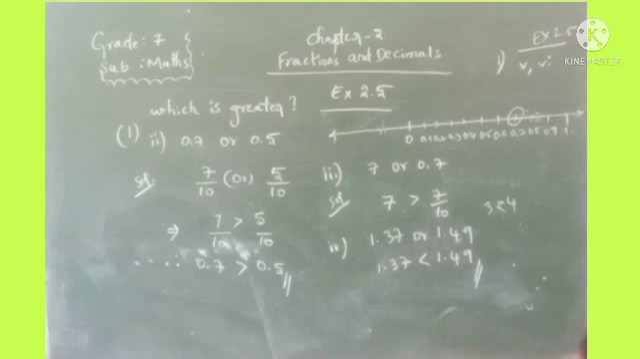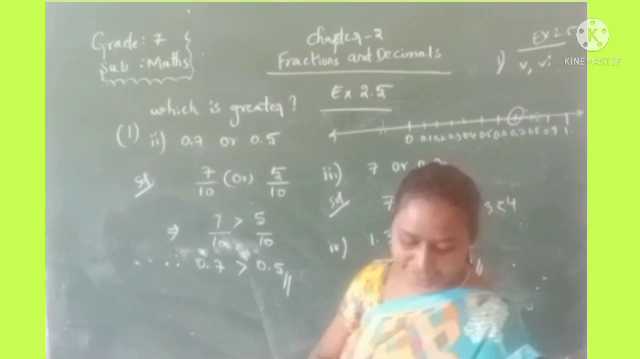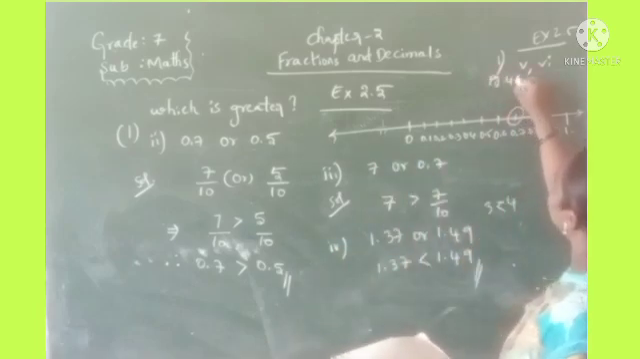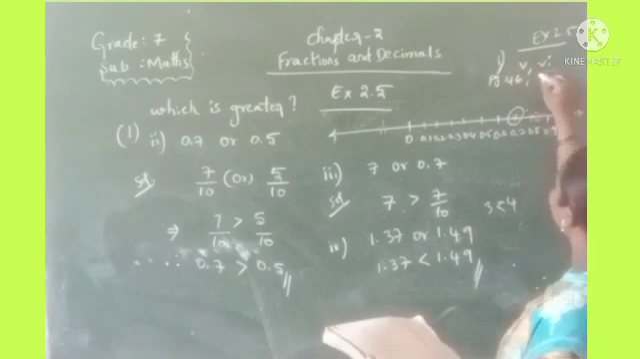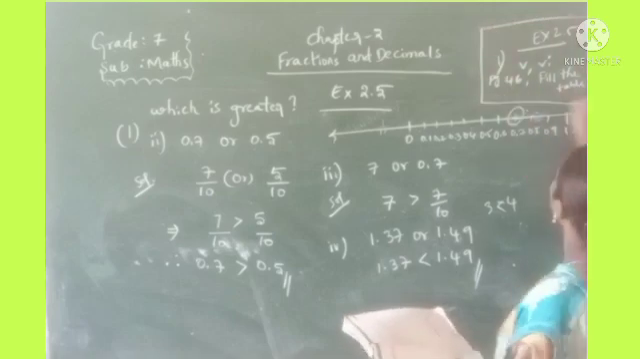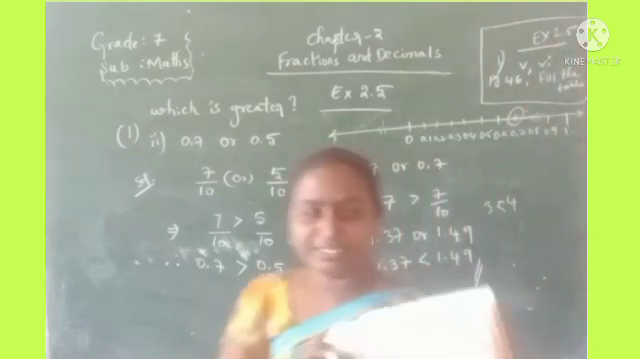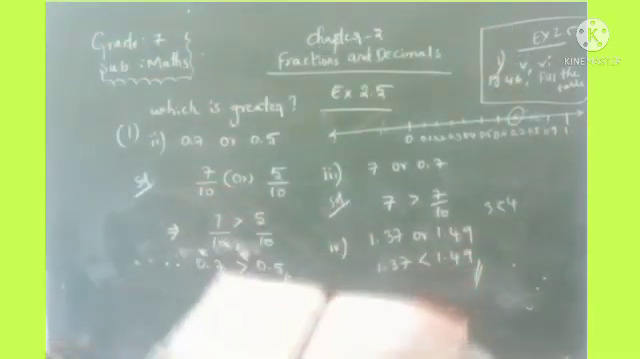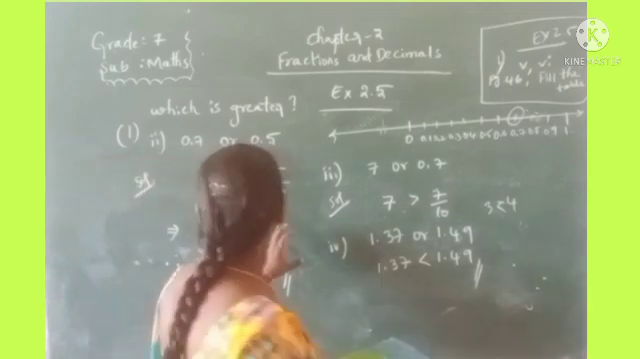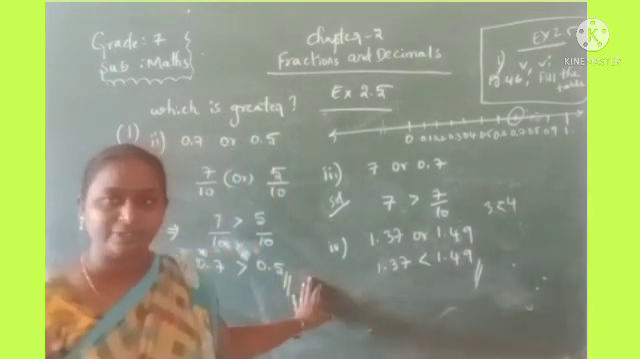Okay, children. Now take your textbook, page number 46. The table is there. Fill the table, fill the place value table. This table in the textbook you have to fill, right? So this is your introduction about the decimal part.